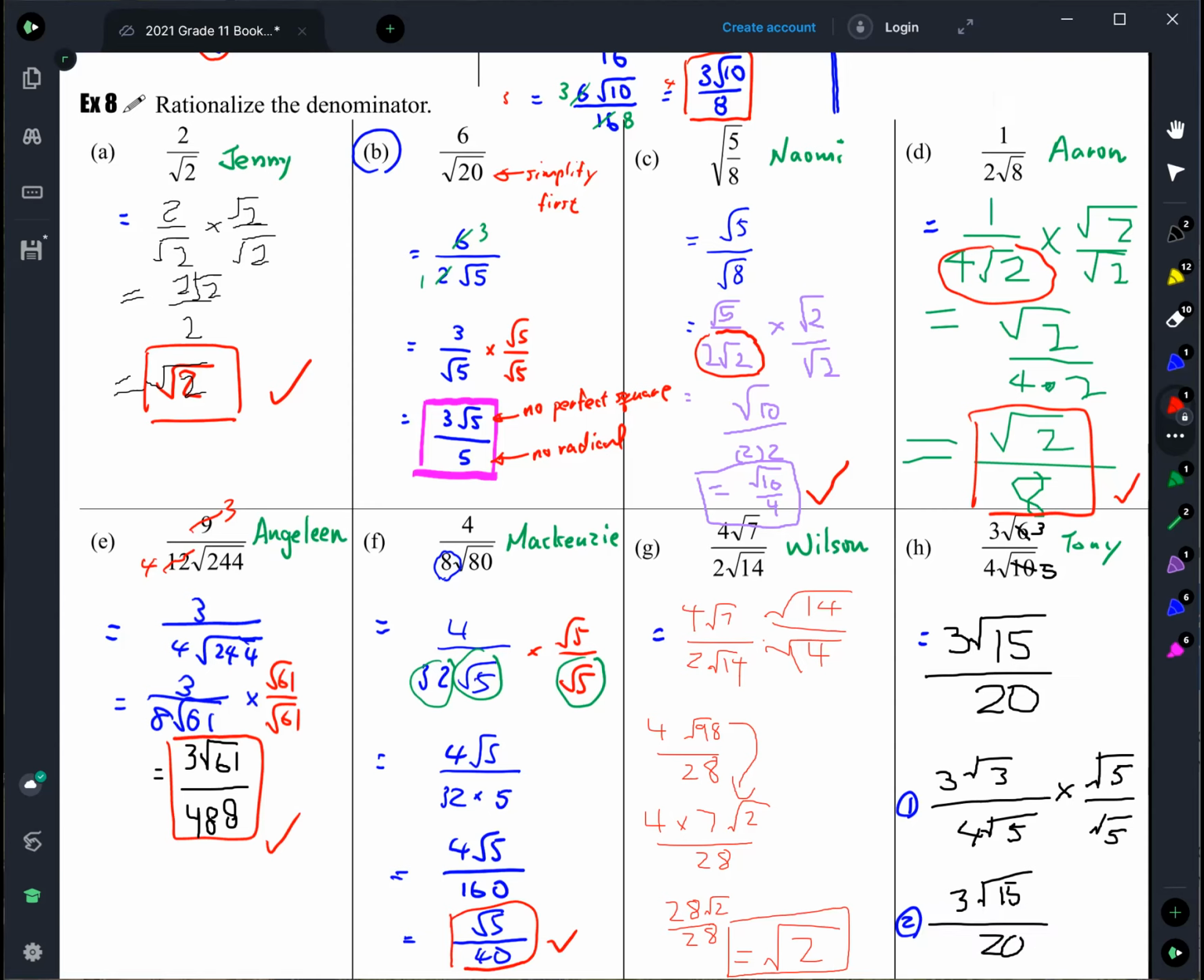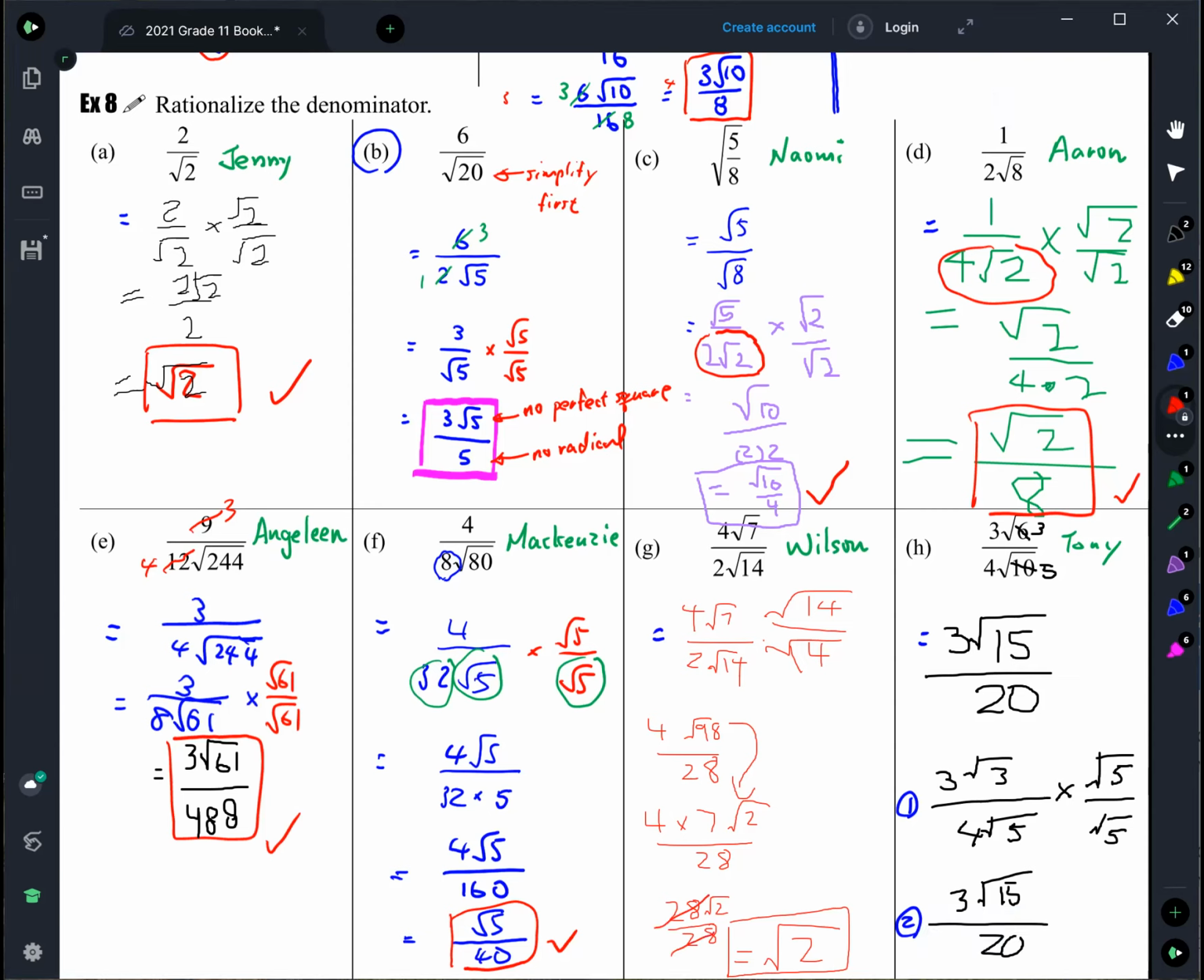Okay, so next one for Wilson. So he multiplied top and bottom by square root 14, I think, right? And then you have 28 at the bottom, and then square root of 98 at the top. And then you simplify that into 7 root 2. And then 4 times 7 is 28 as well. And I guess you reduce them, right?